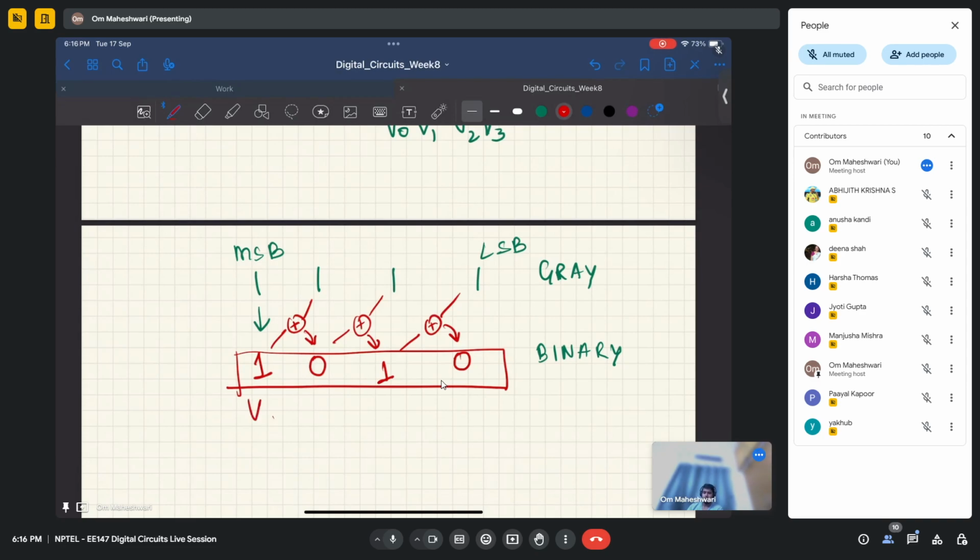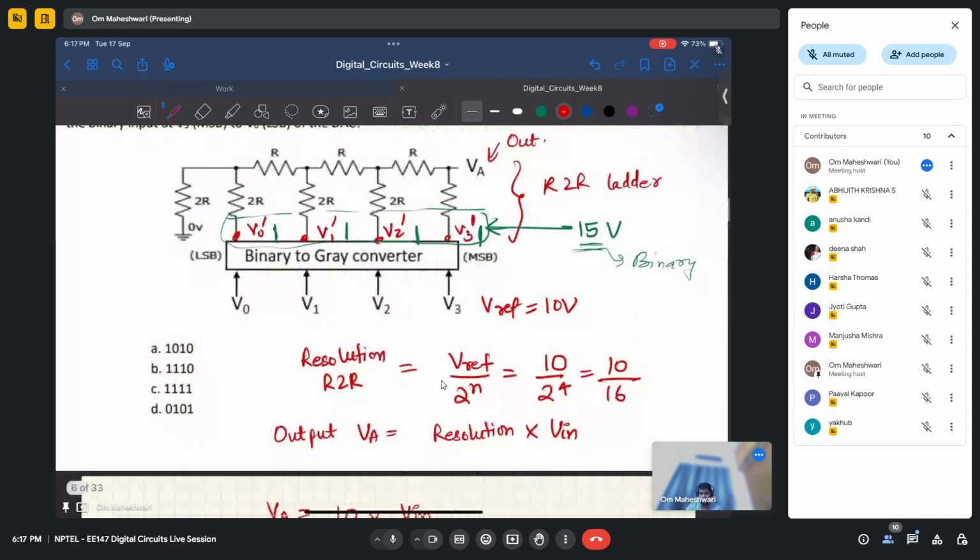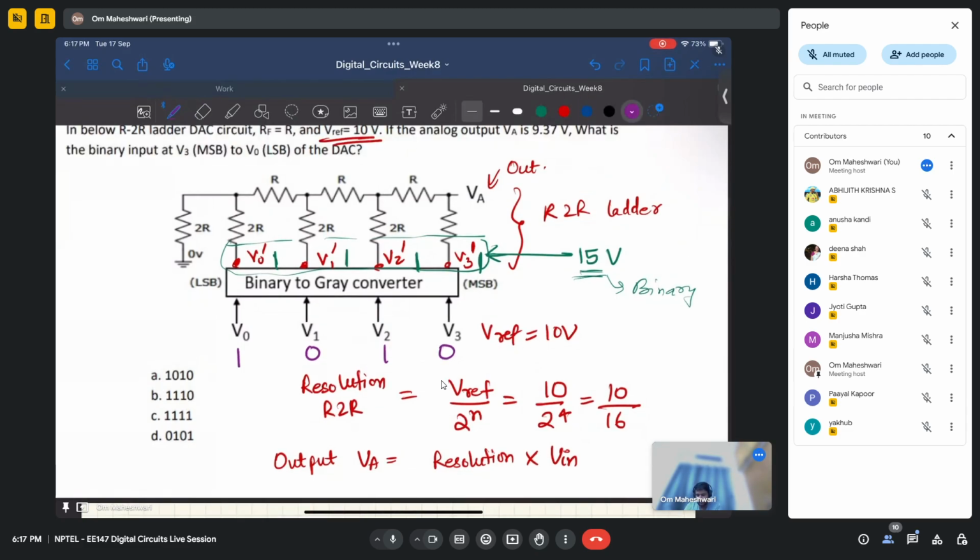So this is your V0, V1, V2 and V3. The final answer here is 1 0 1 0, which is option A. Okay, it is from MSB to LSB, so it is 0 1 0 1, sorry.